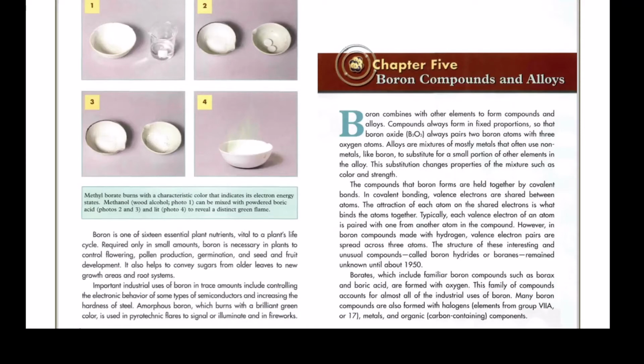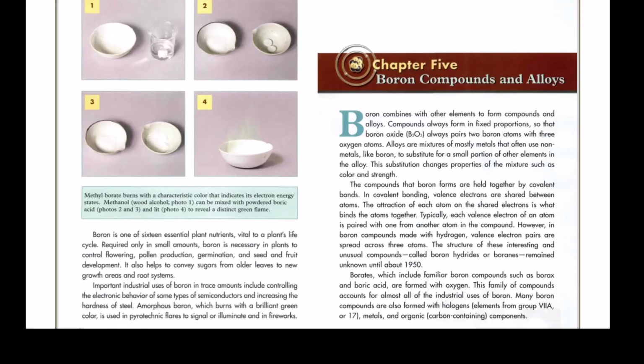Boron is one of 16 essential plant nutrients vital to the plant's life cycle, required only in small amounts. Boron is necessary in plants to control flowering, pollen production, germination, and seed and fruit. It also helps to convey nutrients from older leaves into new growth areas and root systems.